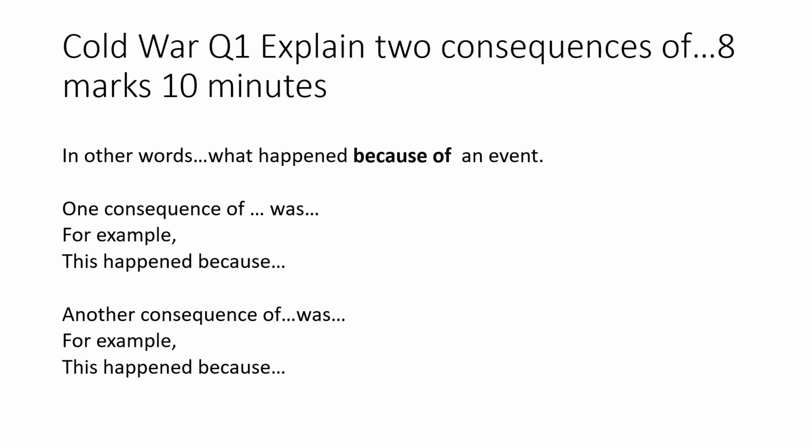When we think about a consequence, we're thinking about what happened because of a particular event. So you can have positive consequences and negative consequences. So the way that you would start your answer is by writing one consequence of whatever the event is in the question was. For example, so you're going to develop it, put in some more information. And then you're going to write this happened because, and then another consequence of whatever the event is in the question was, for example, this happened because.